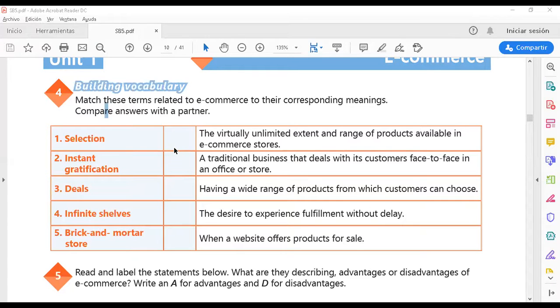So guys, I wanted to please, like I said, do me a favor. Which one of these is selection? Go ahead and read it. And in the next 3 minutes, we've got to finish this. What do you think is selection? Having a wide range of products from which customers can choose. Are you sure?